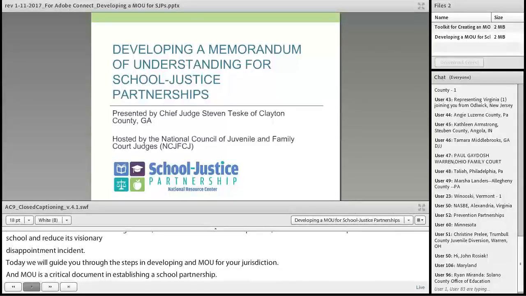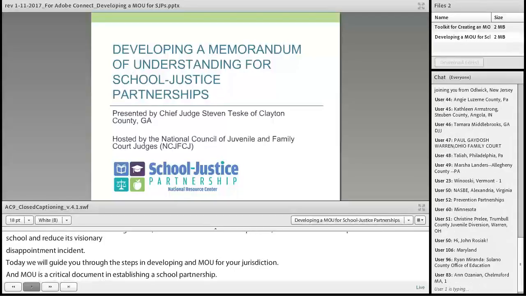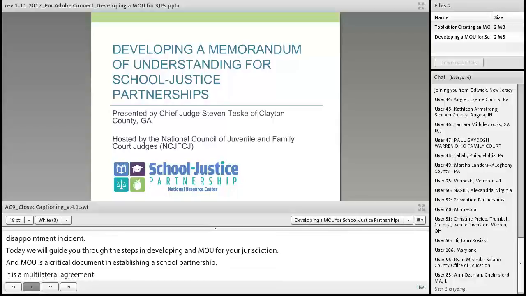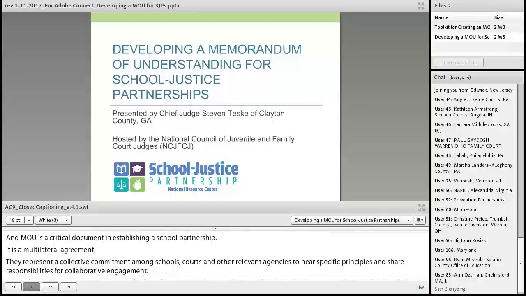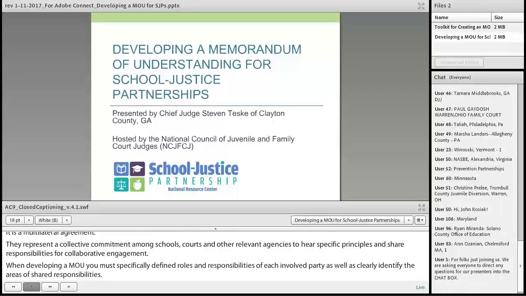MOUs represent a collective commitment among schools, courts, and other relevant agencies to adhere to specific principles and share responsibilities for the collaborative engagements. When developing a comprehensive MOU, stakeholders must specifically define the roles and responsibilities of each involved party, as well as clearly identify the areas of shared responsibilities. All MOUs should be developed with the understanding that it's a living document and will be subjected to regular revisions as changes in goals and dynamics will require adaptability to sustain an effective collaborative.